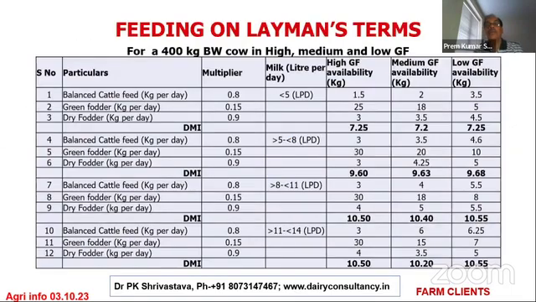This is a kind of table we have prepared, showing the cases of very high availability of green fodder, medium availability, or low availability of green fodder. Look at how the balanced ration varies and reduces. But the DMI, dry matter intake, how we are maintaining near 7 in the cattle giving less than 5 kg milk per day, and how we are maintaining 9 in the cattle giving about 5 to 8 liters of milk per day.